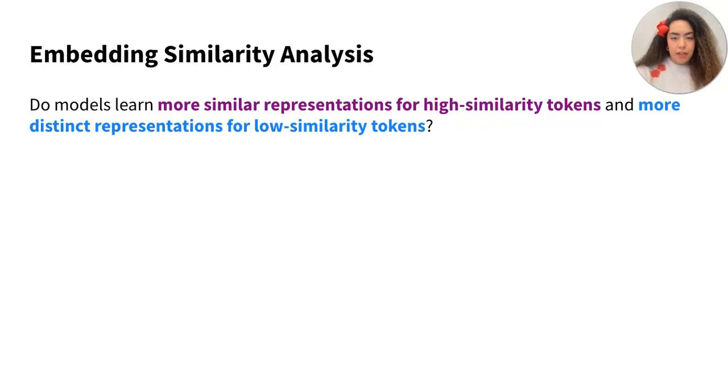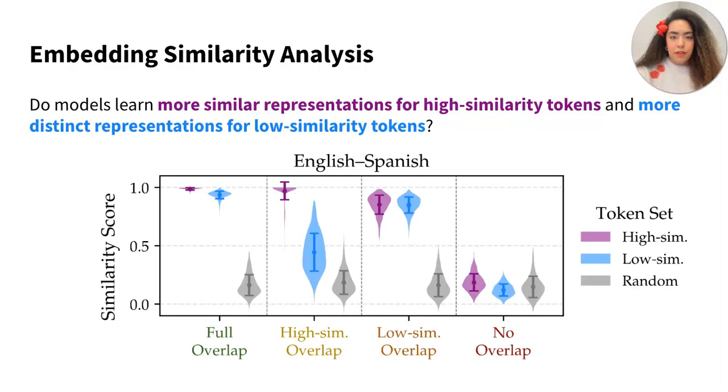We first ask, do models learn similar representations for high similarity tokens and more distinct representations for low similarity tokens? For a given language pair, we take the 500 most and least similar overlapping tokens ranked by XLM-R as described before, as well as 500 random pairs as a control. We then extract contextual embeddings for these tokens from a middle layer from each of our models and measure their similarity in the two languages.